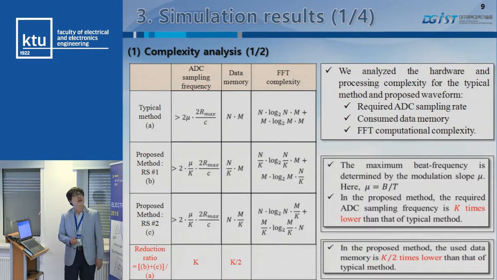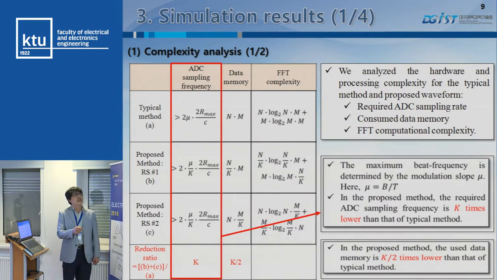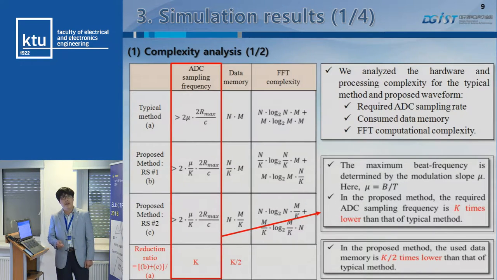Okay, in this page, we analyze the hardware and processing complexity for the typical method and proposed waveform: required AD sampling rate, consumed data memory, and FFT computational complexity. First, in sampling frequency, the maximum beat frequency is determined by modulation slope, mu. Mu means B over T.